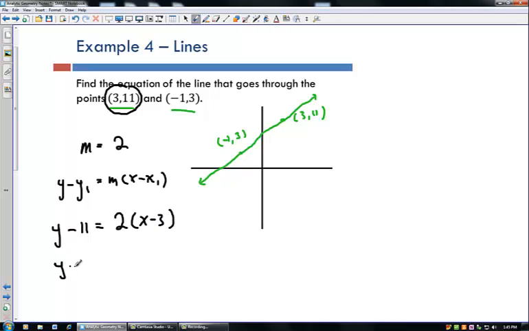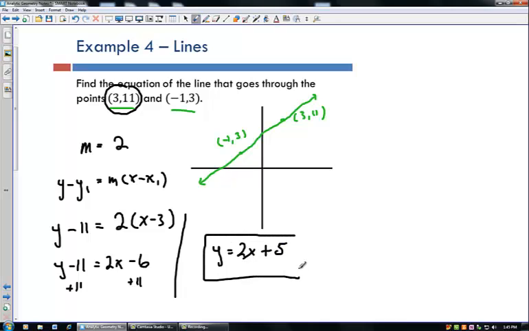And so I get y minus 11 is equal to 2x minus 6, so I distribute the 2 through. And then I'm going to add 11 to both sides, so I get y equals 2x. And so when I add 11 to both sides, negative 6 plus 11 is plus 5. So this should be my answer.